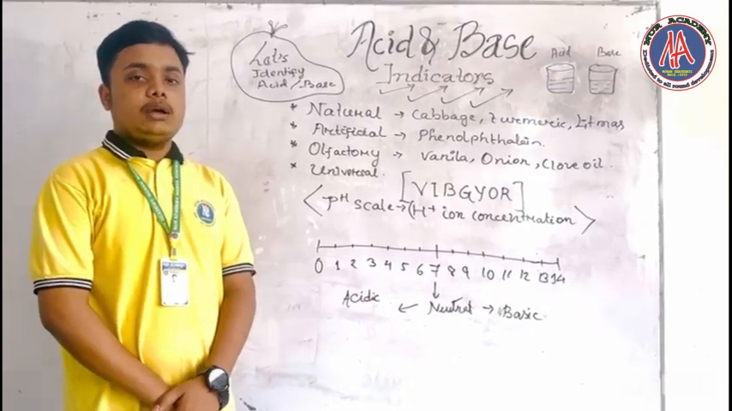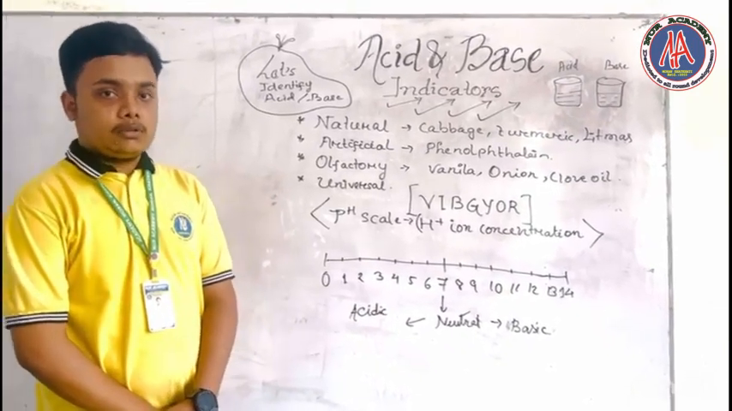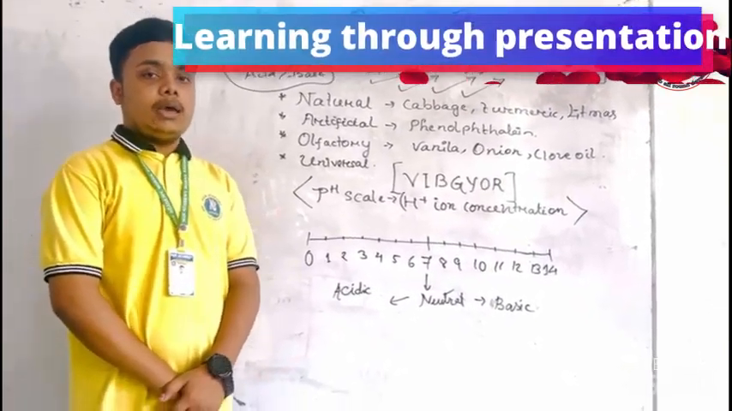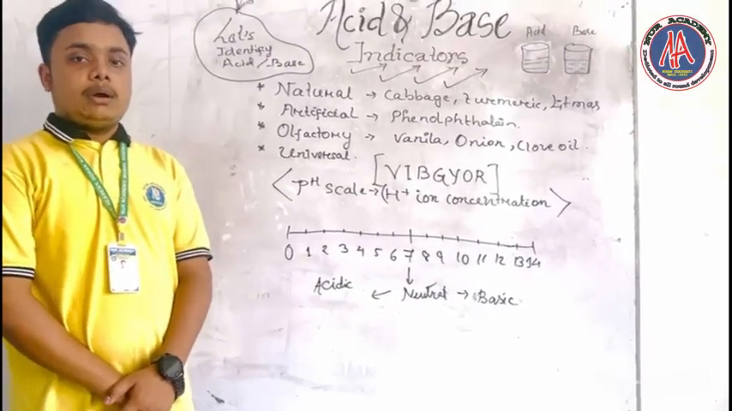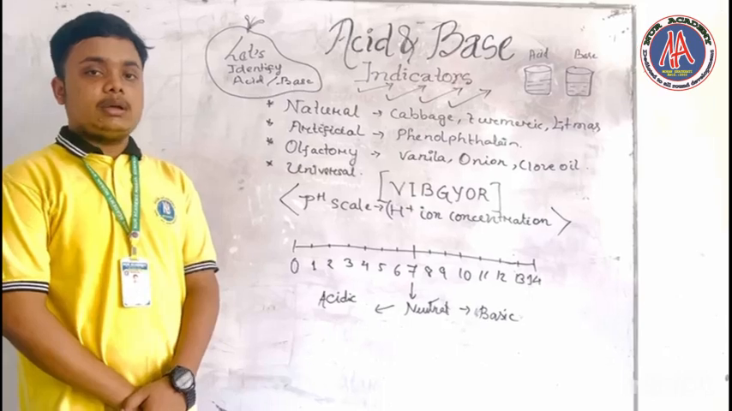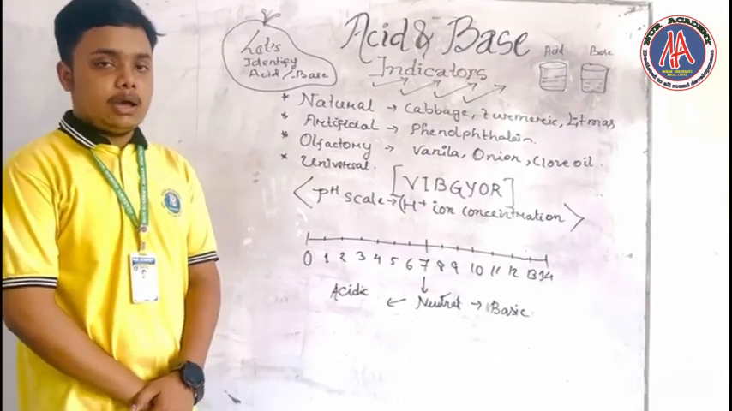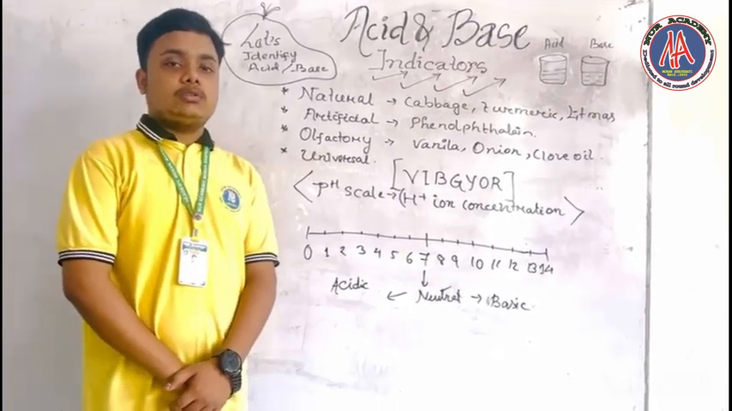The substances which have H plus ion concentration, are sour in taste and corrosive in nature, these substances are known as acids. But bases are bitter in taste, have OH minus ion concentration and are less corrosive in nature.